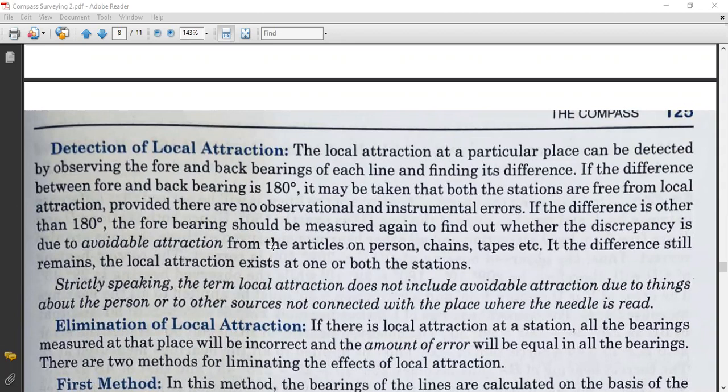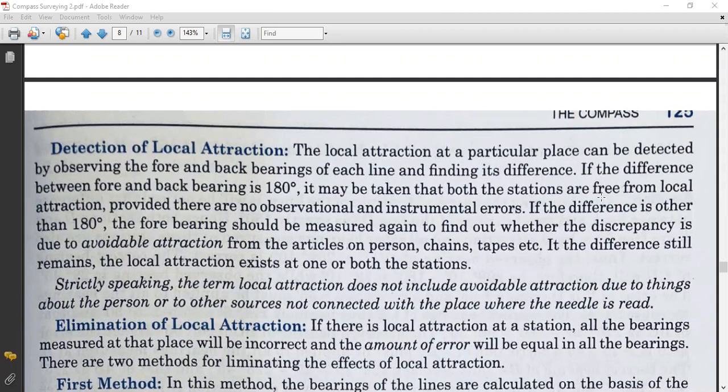So we can detect the local attraction just by knowing the forebearing and back bearing of the same line. How? If we deduct forebearing from back bearing or back bearing from forebearing, I should get the difference as 180 degrees. If the difference between fore and back bearing is 180 degrees, it may be taken that both the stations are free from local attraction, right? Suppose from A to B I take the forebearing, and B to A will be the back bearing of that line.